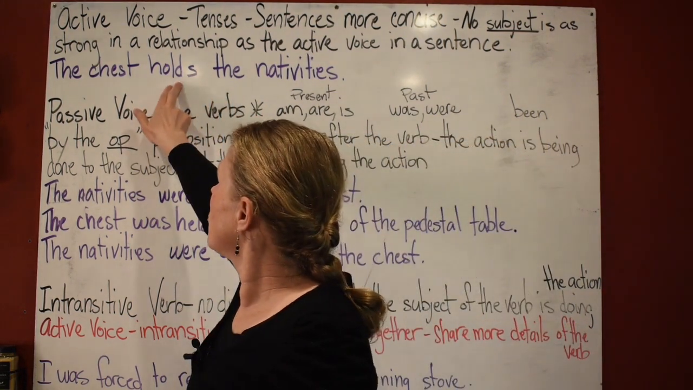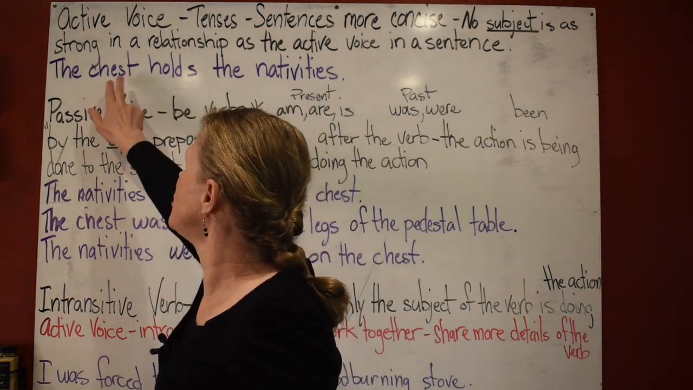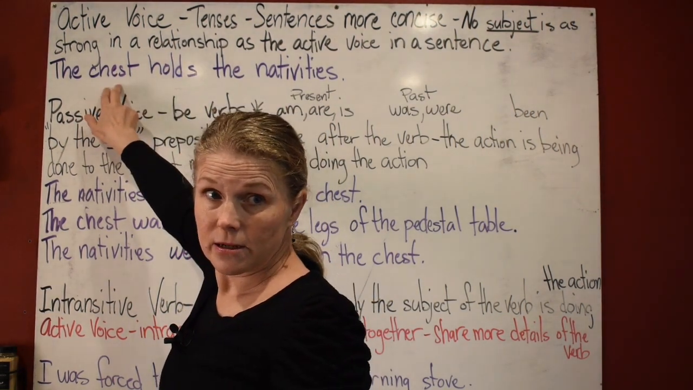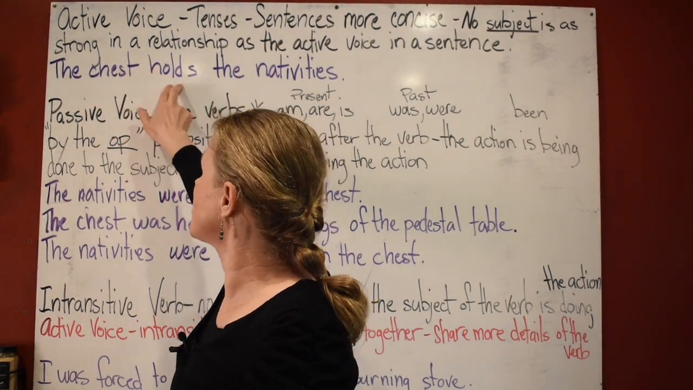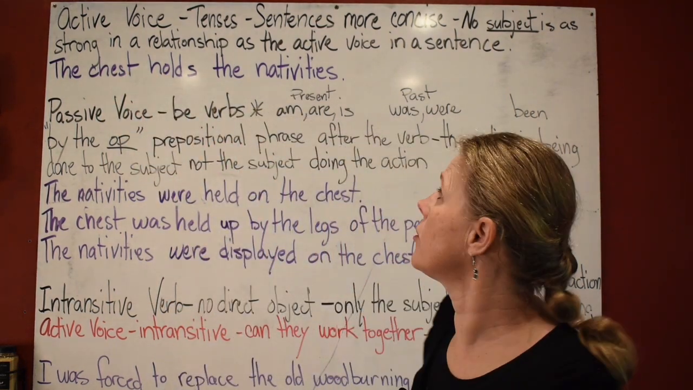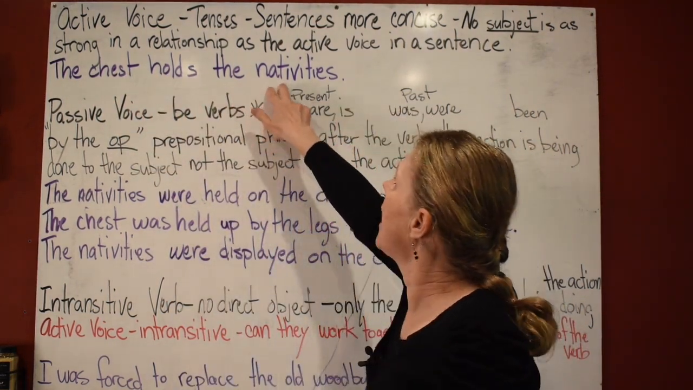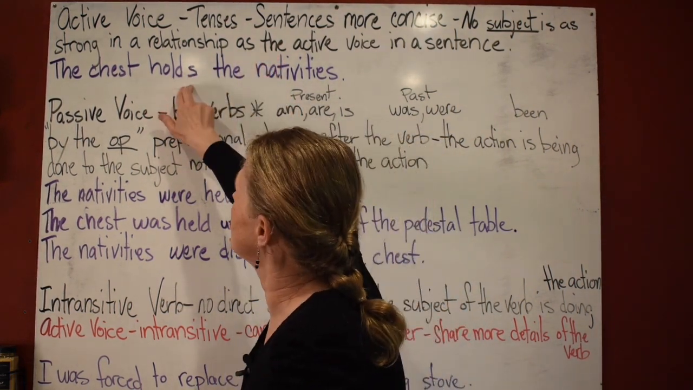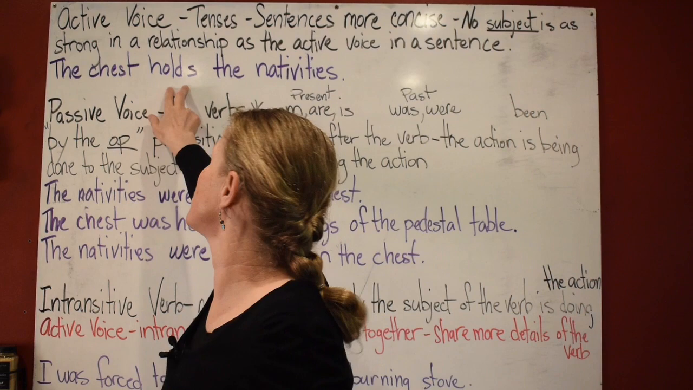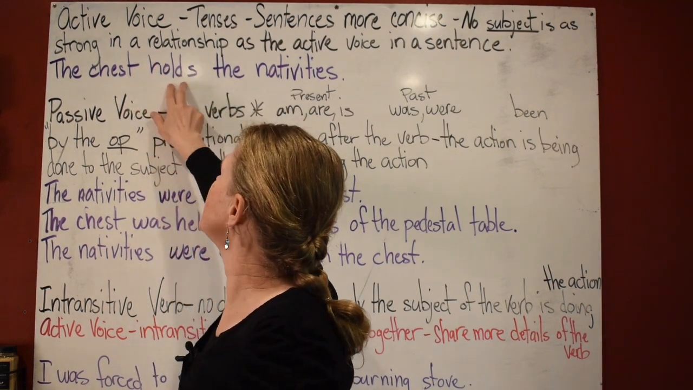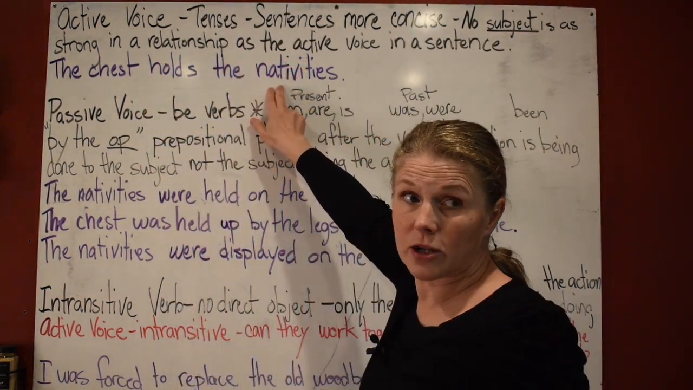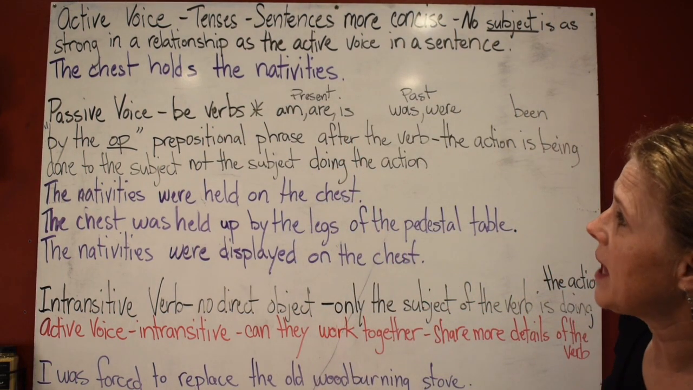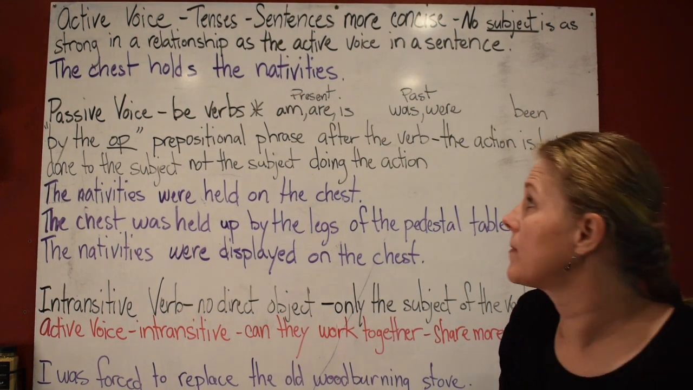Now, right here, see how the chest is doing the verb. The chest is doing the action of the verb. Now, right here we have a direct object, and it's receiving the action of the verb. So the subject is doing the action of the verb, and this action is going to the direct object in this sentence. So now, with remembering that, let's go into passive voice.